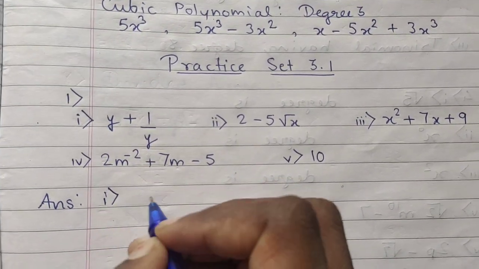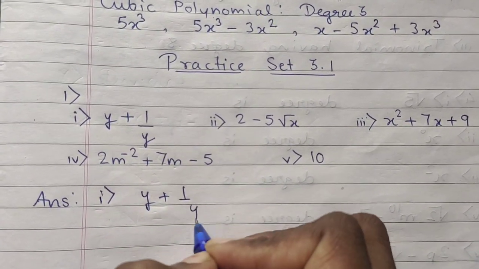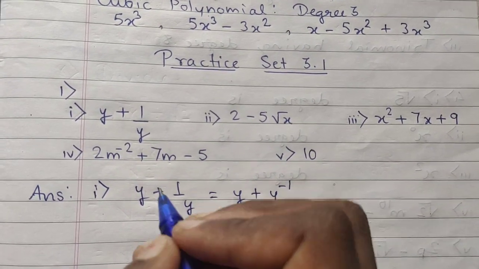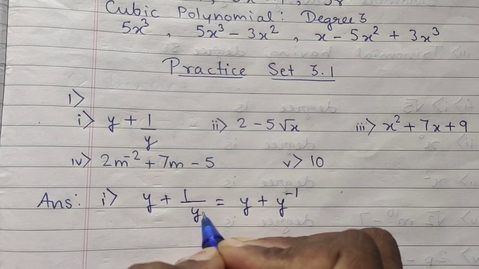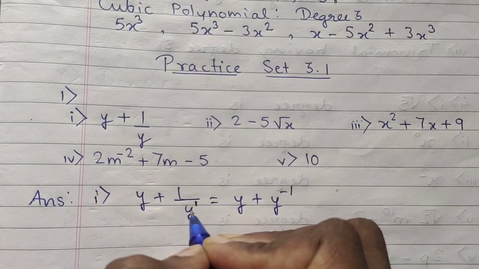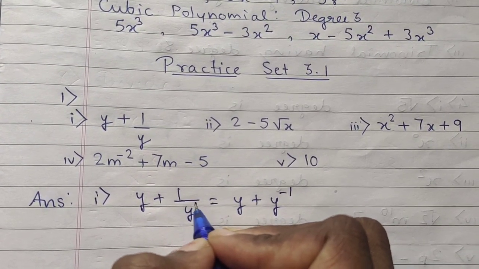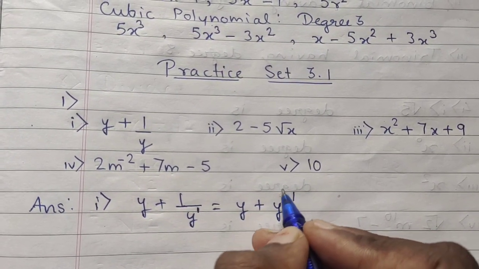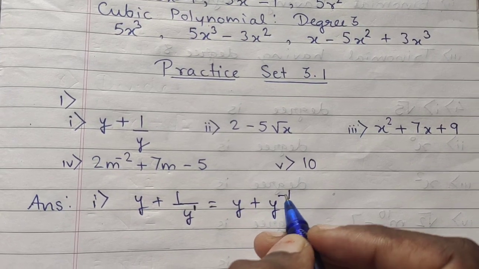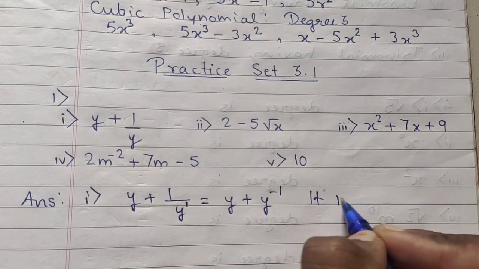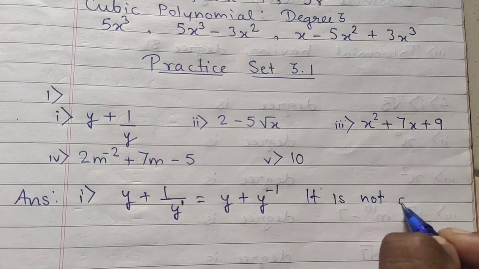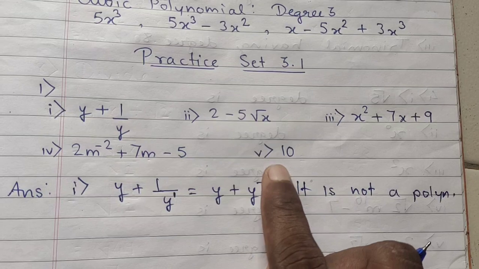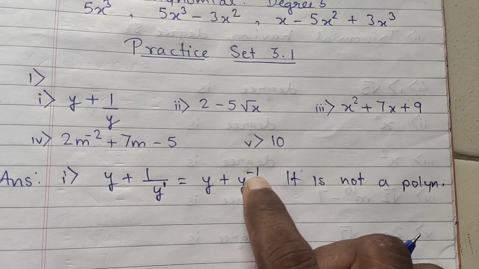And you know, y plus 1 upon y is nothing but y plus y power minus 1. Because in this case, your y is in the denominator and the power of y is 1. And if you take this power 1 in the numerator, you are going to get minus 1. So in this case, what is the power? Negative power is there. So it is not a polynomial. Okay, understood why it is not a polynomial? Because the power of the variable is negative.